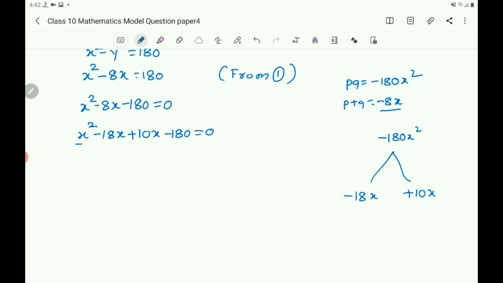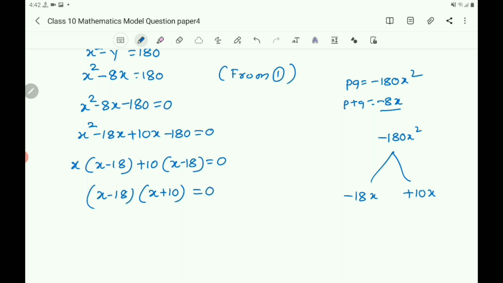Then here you can remove x as a common factor: x into (x minus 18) plus 10 into (x minus 18) equals 0. So here x minus 18 is a common factor. Write that (x minus 18) into (x plus 10) equals 0.